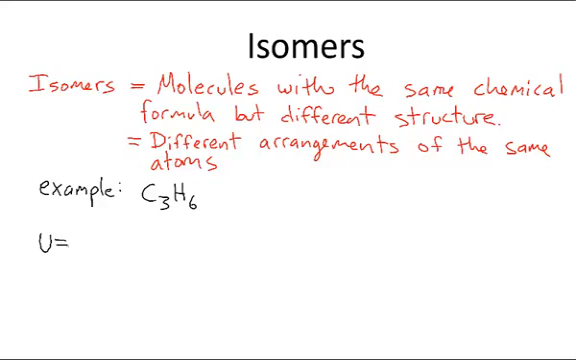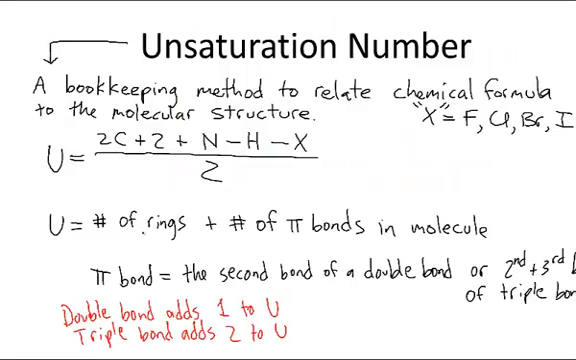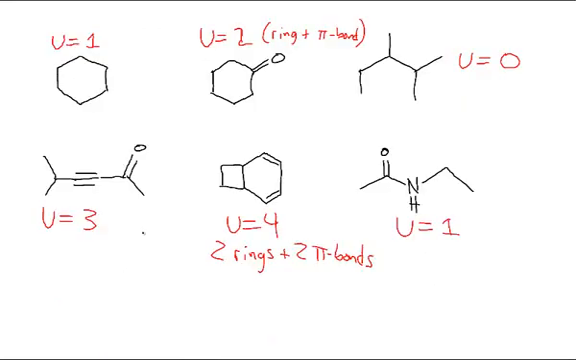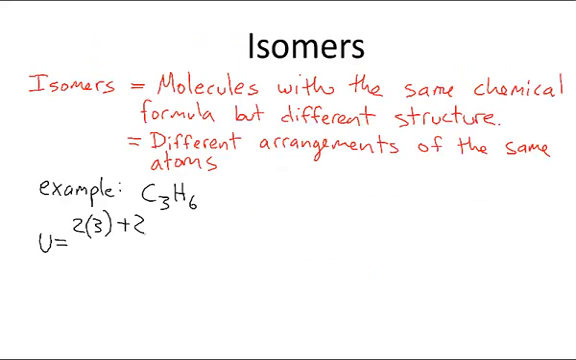It's going to be 2 times the number of carbons, which is 3, plus 2. So going back to the formula, 2 times carbon plus 2. I don't have any nitrogens. I don't have any halogens, any X's. So I just have to subtract the number of hydrogens. So it would be 2 times 3 plus 2 minus 6 divided by 2, which gives me an unsaturation number of 1.